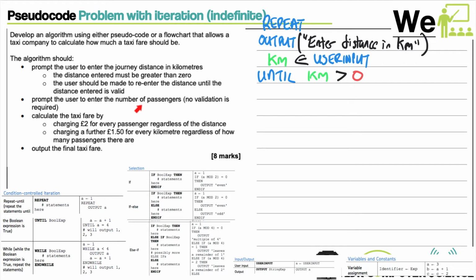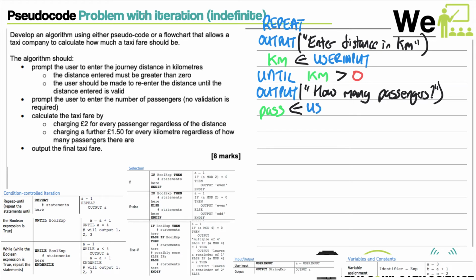Prompt the user to enter the number of passengers. No validation required. So I can just ask the question and then take the value in. So for this problem here, I'm going to ask how many passengers, and then I need to store that. I'll call it pass, and then assignment, and then user input. And then I've stored how many passengers there are into this one here. Okay, great.